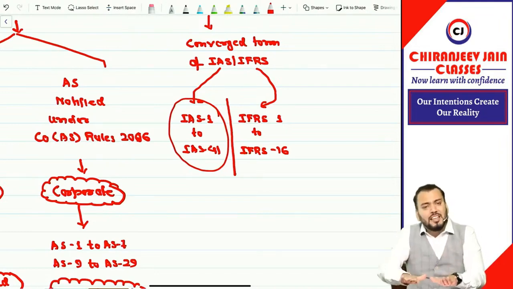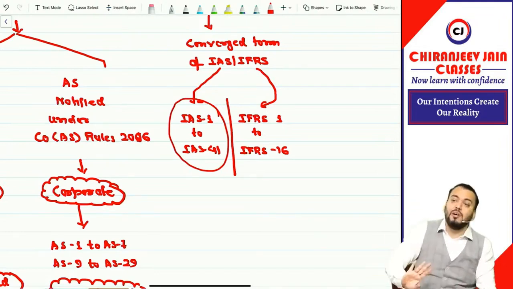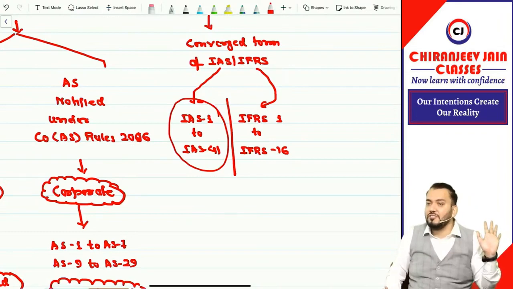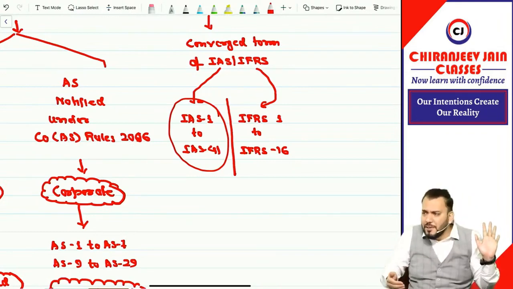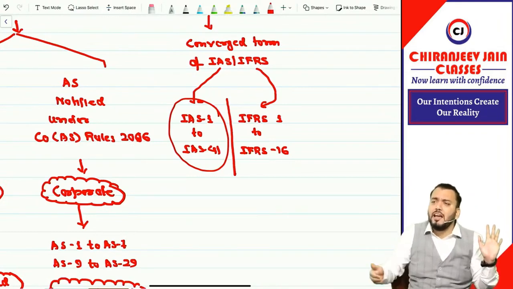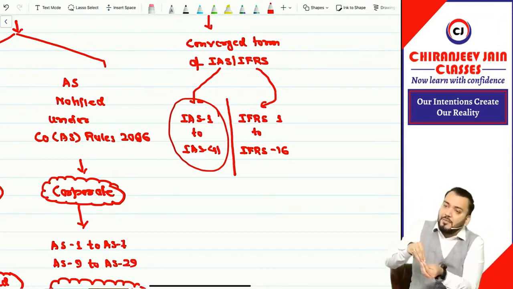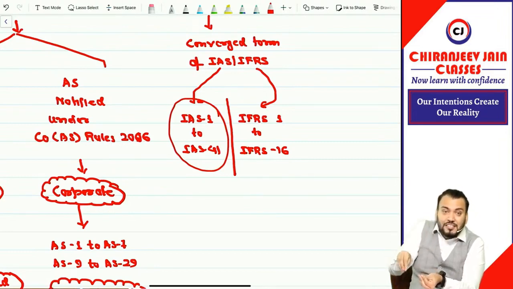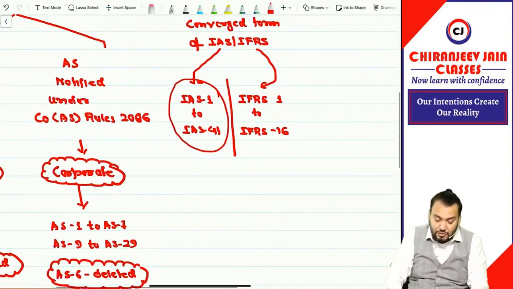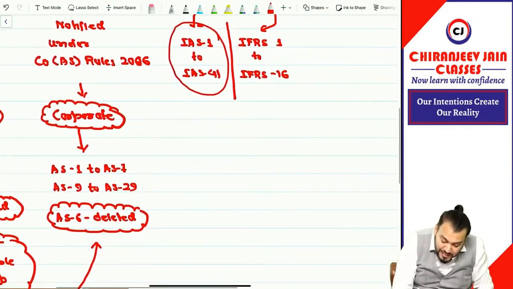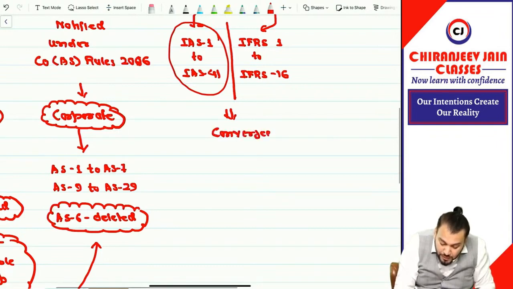But now whenever I say IFRS, IFRS includes what? IAS. So I will not say repetitively IAS or IFRS, IFRS or IAS. I will say only IFRS. Whenever I say IFRS, it will include IAS 1 to IAS 41. Correct? This you have understood. So now one thing is clear: this has been converged to Ind AS.